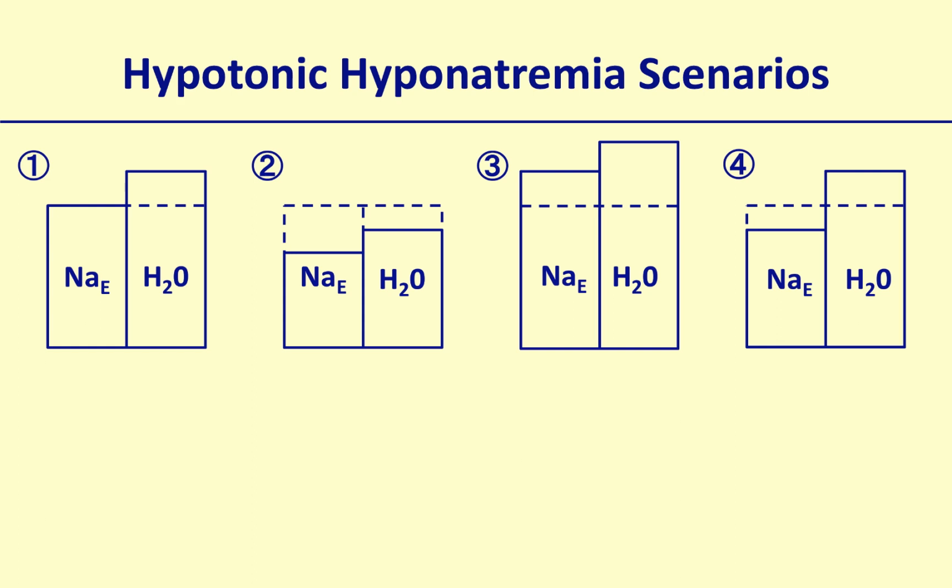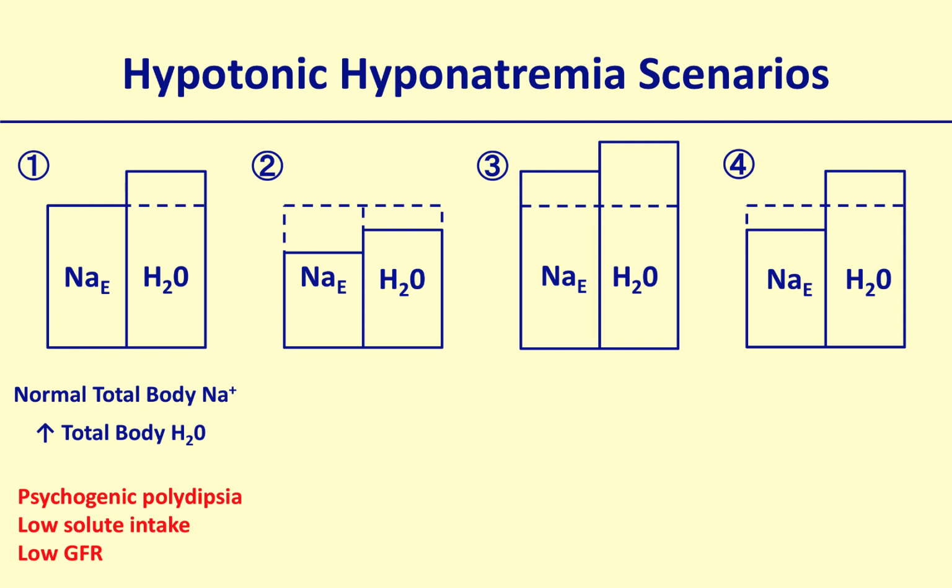Based on that equation, we can infer that there are 4 scenarios that can cause hyponatremia. Scenario number 1 is when the total body sodium is normal and total body water is greater than normal. Typical examples of this are psychogenic polydipsia, but also low solute intake and low GFR as well.